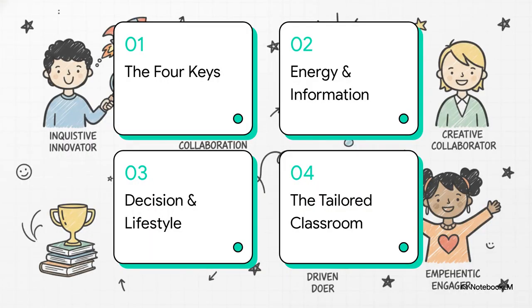So, here's our game plan. We're going to unpack the 4 key dimensions that shape these personalities. We'll start with how students get their energy and process information. Then we'll get into how they make decisions and organize their lives. And finally, the best part, we'll pull it all together into practical strategies you can use in your classroom.